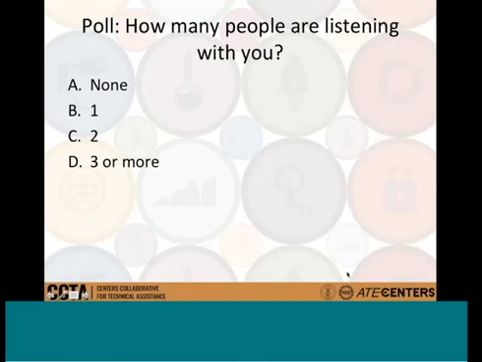Now, for purposes of demonstrating our impact on this next poll, you'll see it come up in just a second. How many people are listening with you? I know sometimes in our work group, we'll sit around the table, project on the screen, and listen together. So is it none, just yourself, of course, or one other person, or 3 or more? Go ahead and submit your answers. Don't forget to click, like I did, on the lower right where it says submit.